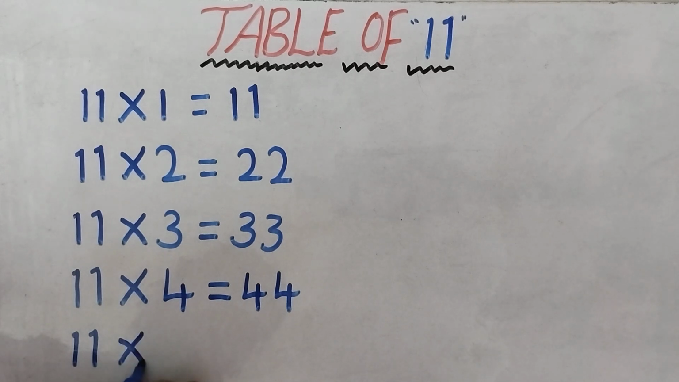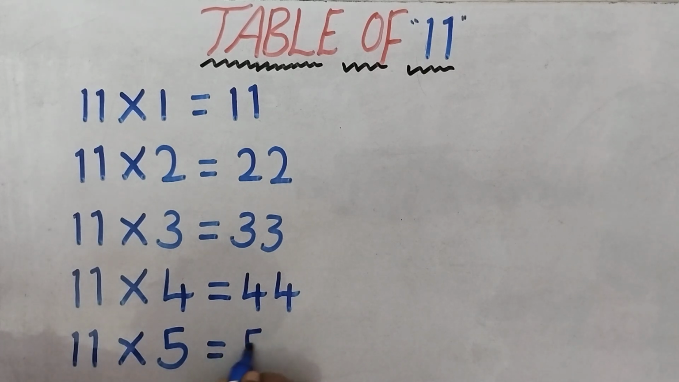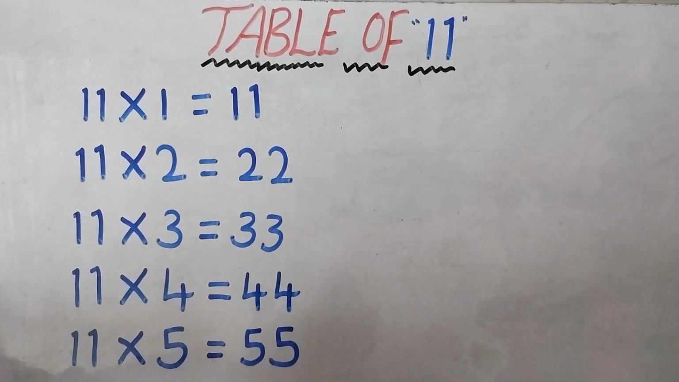11 into 5, that is equal to 55. 11 fives are 55.